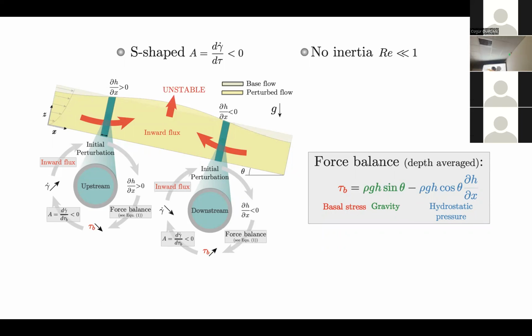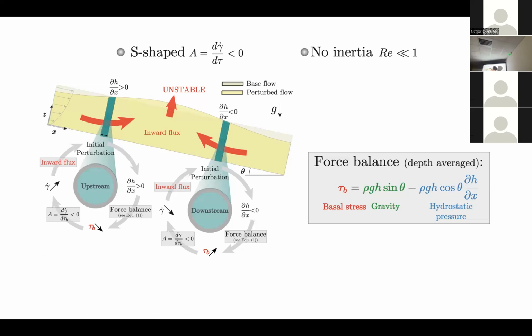So if you look upstream of the bump, here, the thickness increases, right? So the hydrostatic pressure gradient term is positive, okay? And so this means that relative to the base state, when you put a perturbation, the basal stress, tau b, decreases, because you have a negative sign on a positive term. So tau b decreases, but if you have a negatively sloped rheology, when you decrease tau, the suspension accelerates. So the shear rate increases.